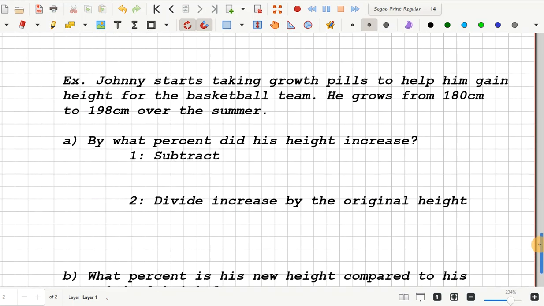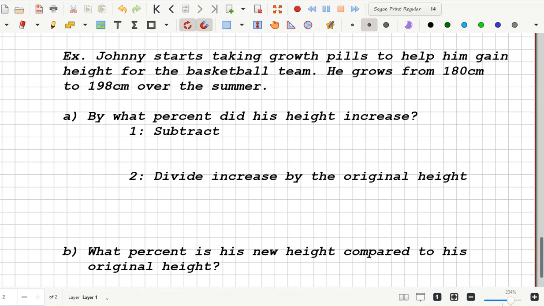Okay, last example here. Johnny starts taking growth pills to help him gain height for the basketball team. Clearly wants to play basketball. He grows from 180 centimeters to 198 centimeters over the summer. So we're going to have to answer this question: by what percent did his height increase?